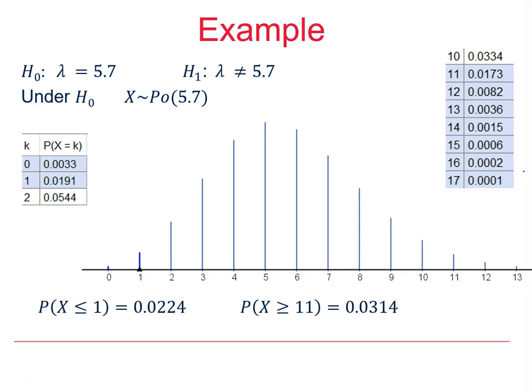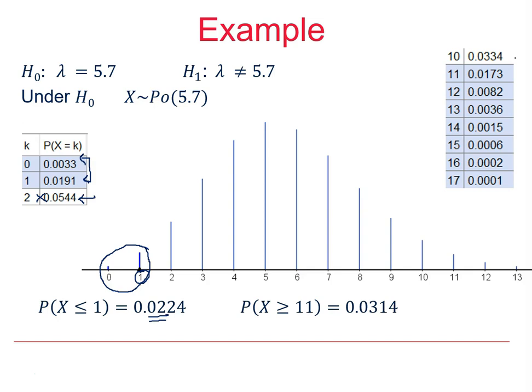And just very quickly, and you can use your calculator to verify this, you should find the probability of getting less than or equal to 1 is 0.0224. If we include 2, that's too large, it takes us over 5%. So our critical value is 1 and our critical region is 0 and 1.